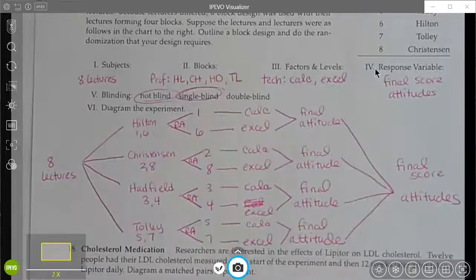Okay, so hopefully you came up with a diagram pretty close to this. If you have any questions, please let me know.